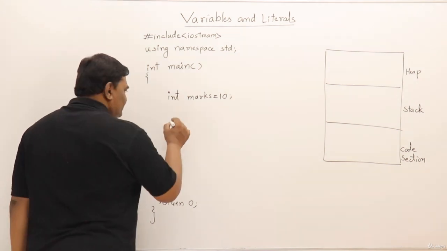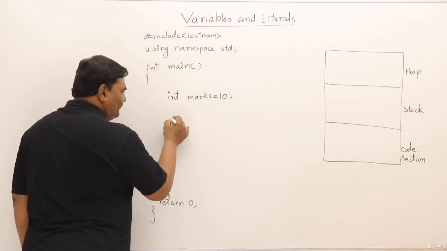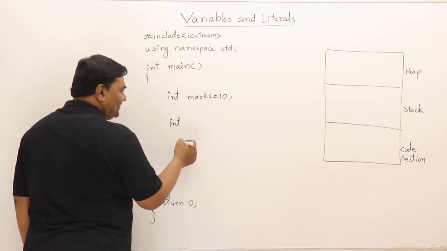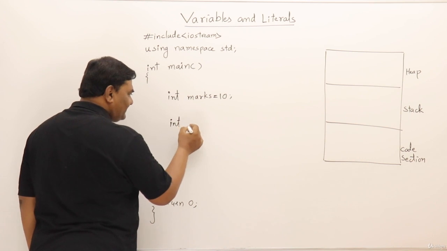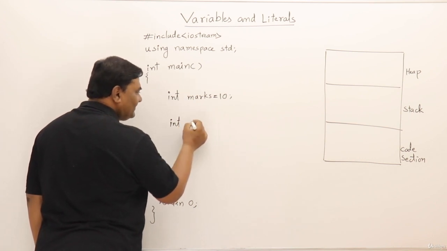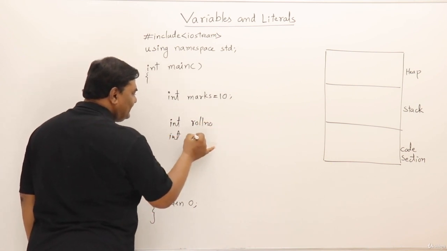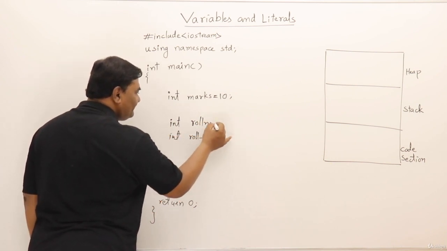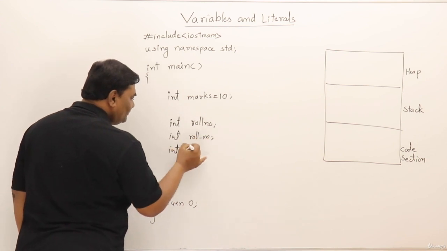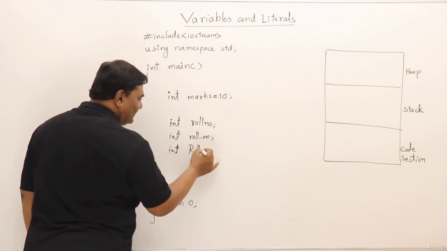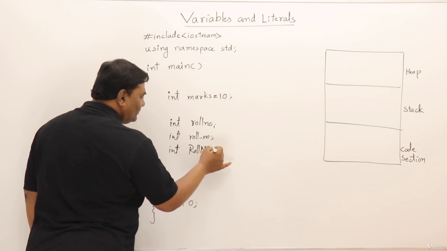I will show more. Suppose you are declaring a variable for storing the roll number of a student, then it's better to give a meaningful name. So give a complete name. So I can write roll number like this also, or I can write roll underscore number, or I can use roll and then No.